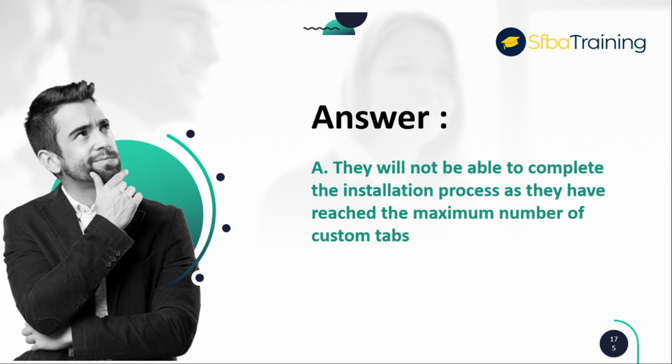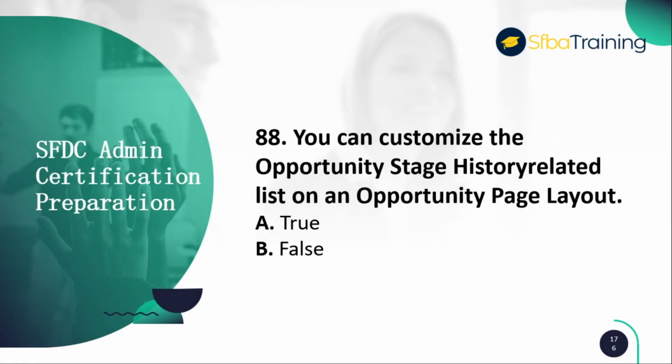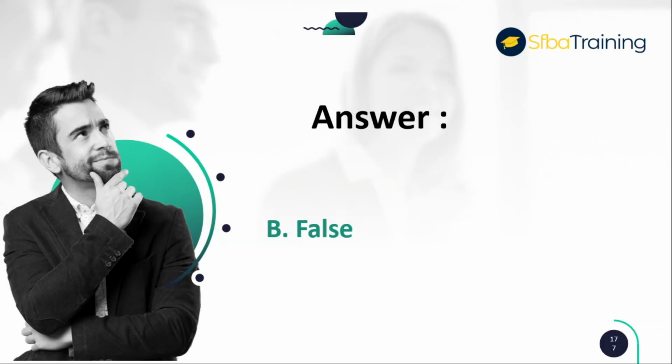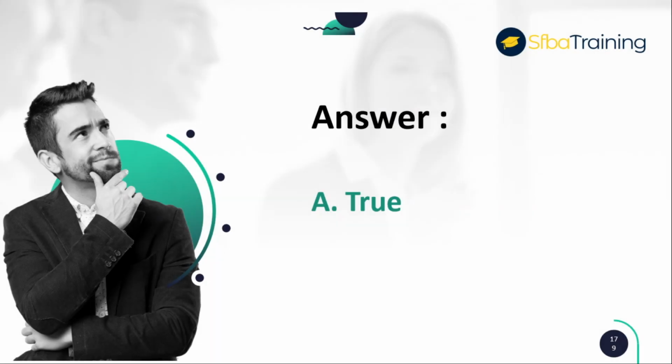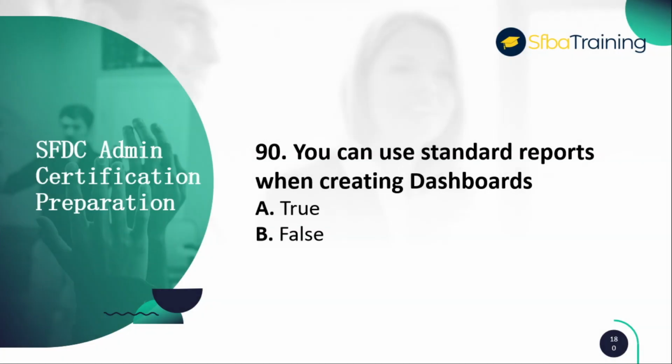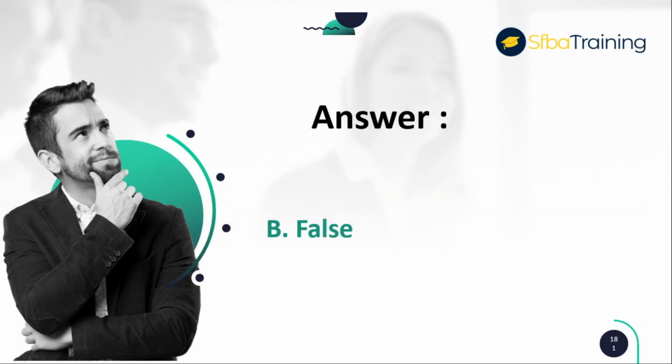Number 88. You can customize the opportunity stage history related list on an opportunity page layout. A. True. B. False. The answer is B. False. Number 89. You can report on converted leads. A. True. B. False. The answer is A, true. Number 90. You can use standard reports when creating dashboards. A, true. B, false. The answer is B, false.